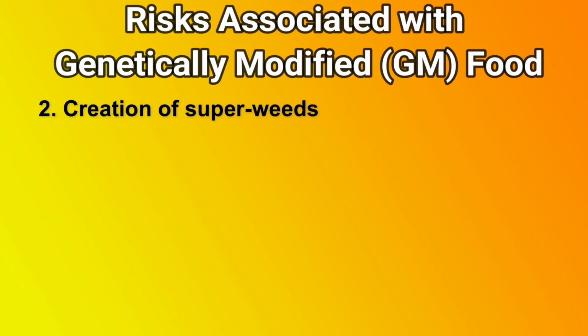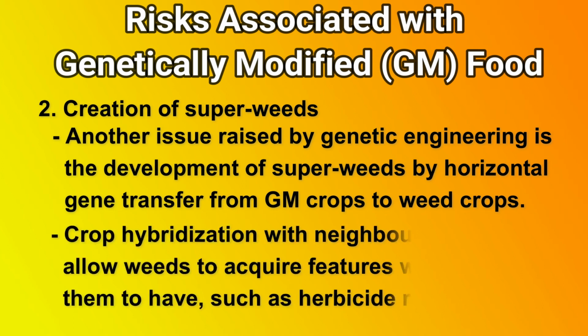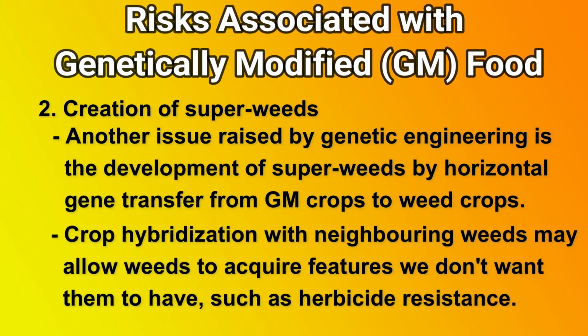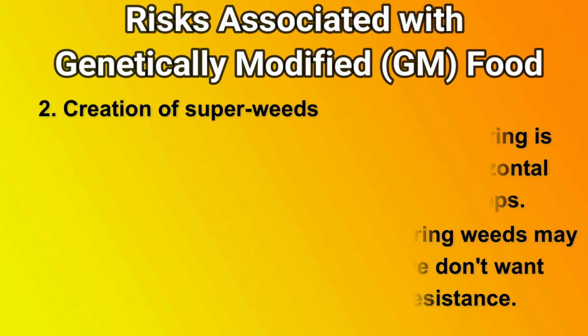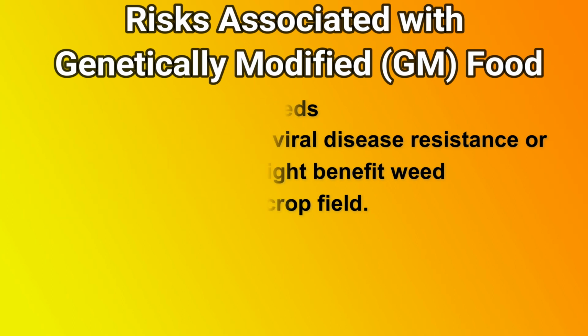Creation of superweeds. Another issue raised by genetic engineering is the development of superweeds by horizontal gene transfer from GM crops to wheat crops. Crop hybridization with neighboring weeds may allow weeds to acquire features we don't want them to have, such as herbicide resistance. Similarly, genes for viral disease resistance or insect resistance might benefit wheat production near a crop field.